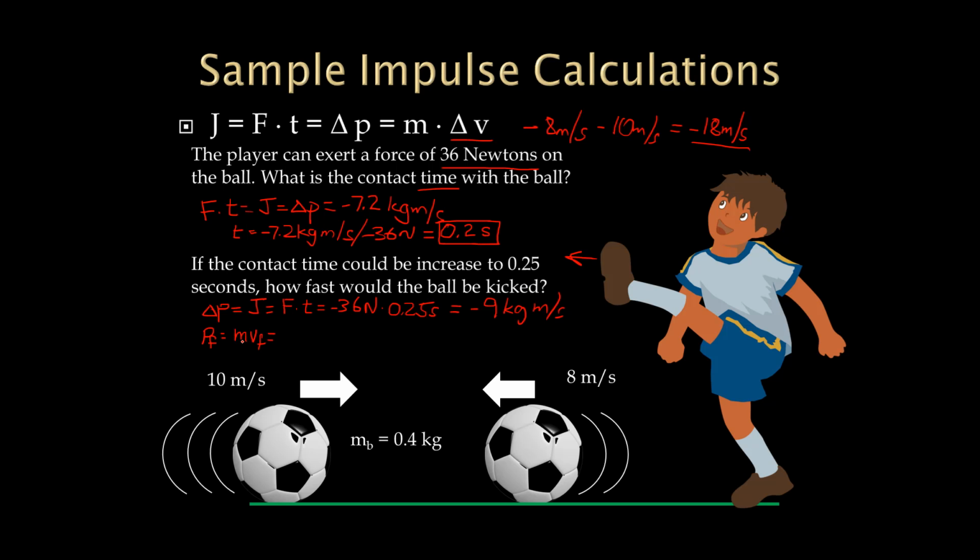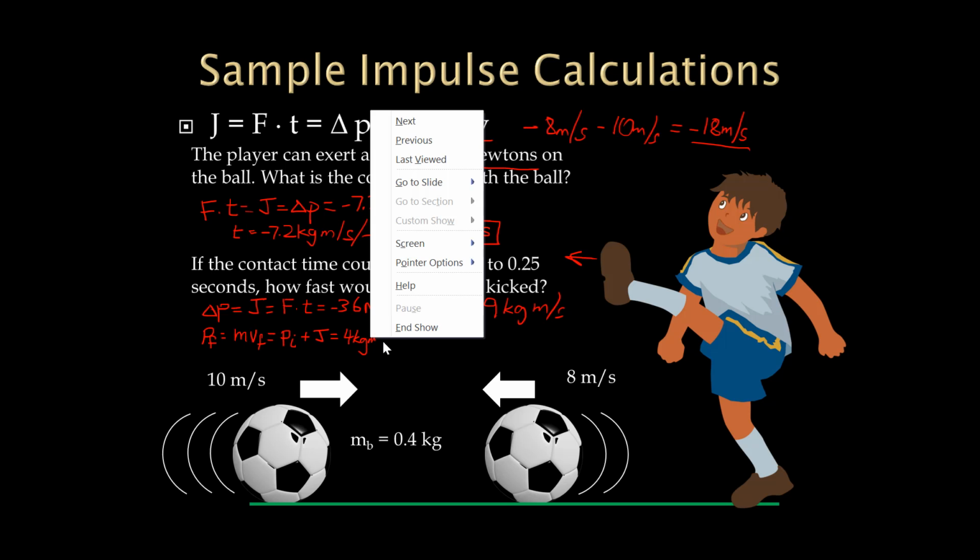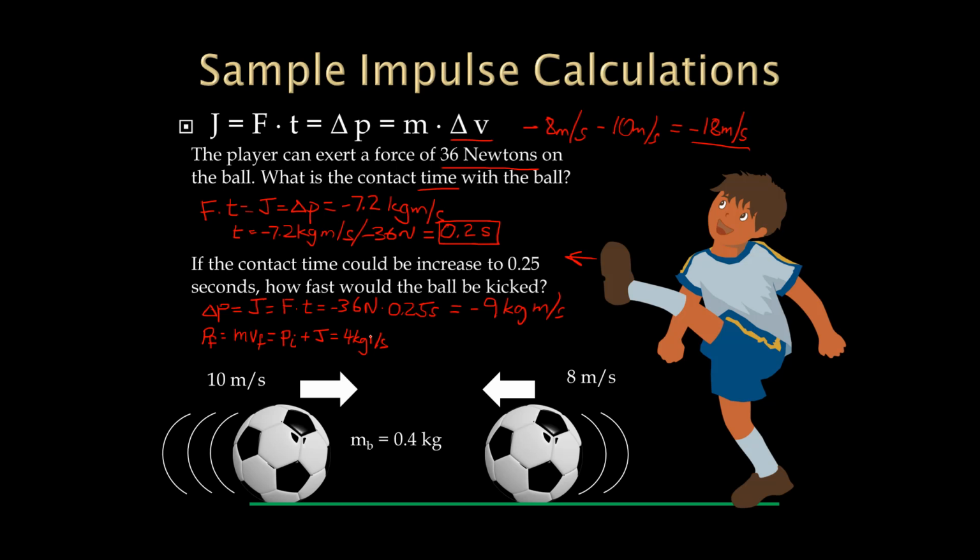Our final momentum is our mass times our final velocity, which is going to be equal to our initial momentum plus our impulse. Let's put in some numbers there. Our initial momentum is our mass times our velocity, so we get 0.4 times 10, that's going to be 4 kilogram meters per second. We know our impulse is minus 9 kilogram meters per second. So our final momentum is minus 5 kilogram meters per second.